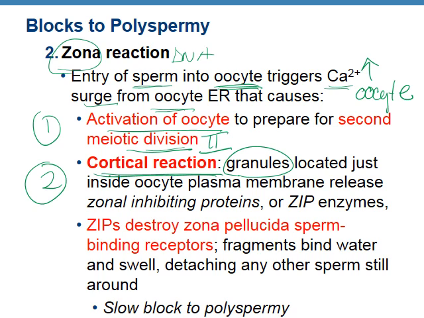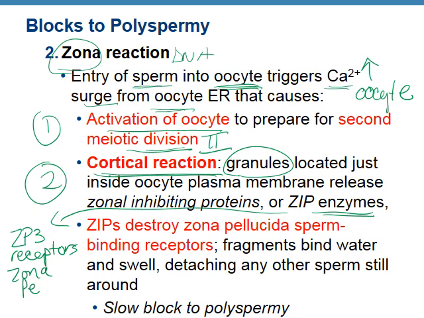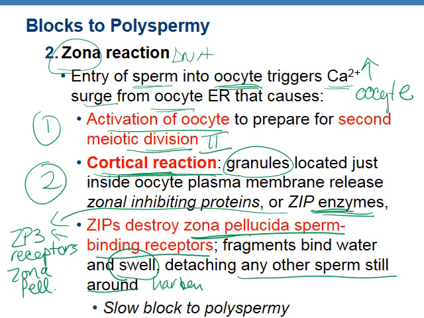So we saw those cortical granules. They start releasing their contents, their enzymes, and those enzymes are going to destroy the ZP3 receptors that were in the zona pellucida. So the enzymes inside the cortical granules are going to destroy the zona pellucida sperm binding receptors. The egg is going to swell, and we also said it's going to harden, right? And that is going to cause any sperm that might be attached to the zona pellucida to be pushed off. And this is sometimes called the slow block to polyspermy.